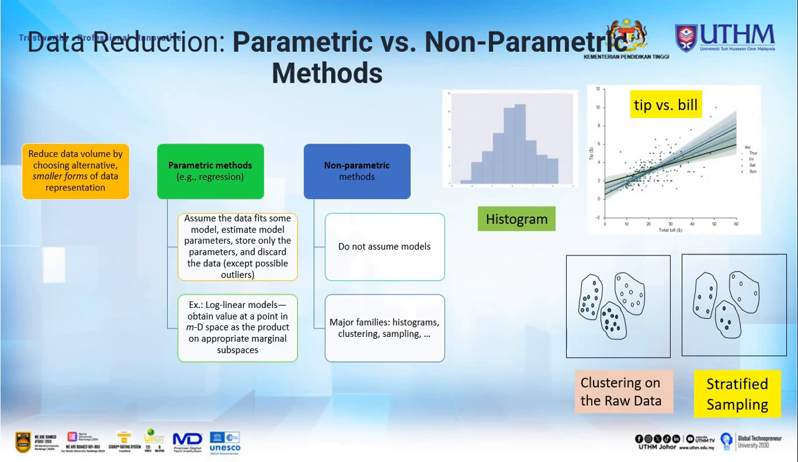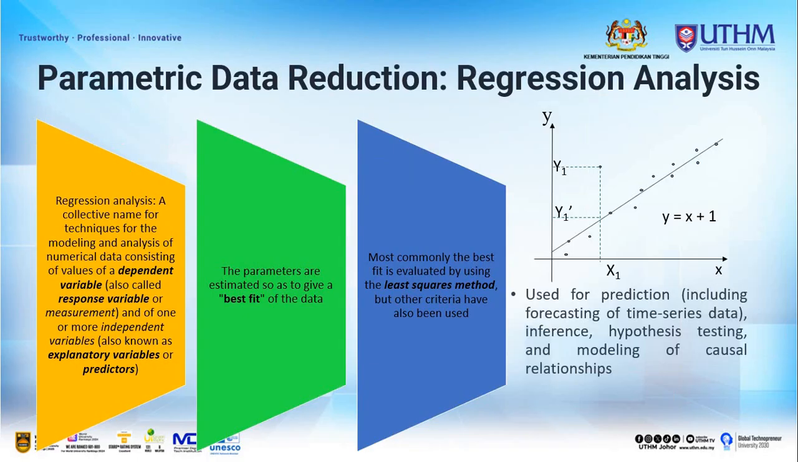Okay, next, parametric data reduction. This example is basically about regression analysis. What is regression analysis? Regression analysis is a powerful statistical tool used to model and analyze numerical data, and it plays a crucial role in data reduction by providing a compact representation of data. The key point is that regression is a collective name for techniques used to model and analyze numerical data. Generally, it's about numerical data.